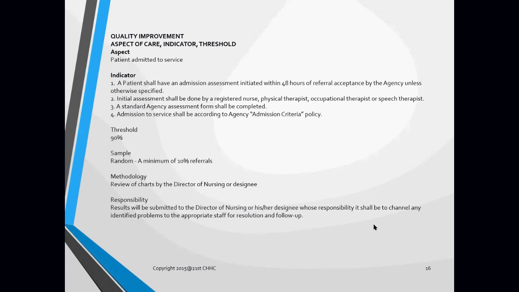So we would be looking at what admission forms were used. And lastly, number 4, that we've followed the admission criteria policy. The threshold for this particular one is 90%. So we expect for these patients to be admitted to service according to our policy 90% of the time. We're going to look at our sample. We're going to review at least 10% of all our referrals. Okay, that's going to be an audit. And the methodology for looking at this quality indicator will be the chart reviews.